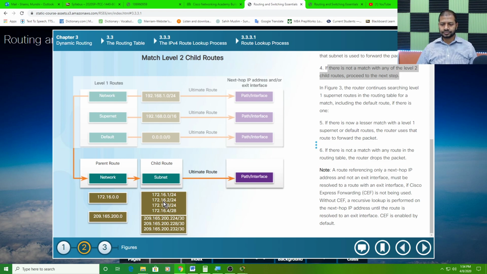Okay, that's simple. And if no child is matched either, then you say, well, no match. Is there a 0.0.0.0 default route so I can go through there for unknown networks? If yes, then take the default route. Or if there's no default route, then what do I do? The router is going to drop the packet.